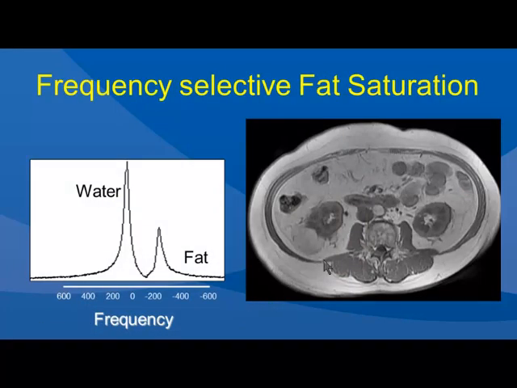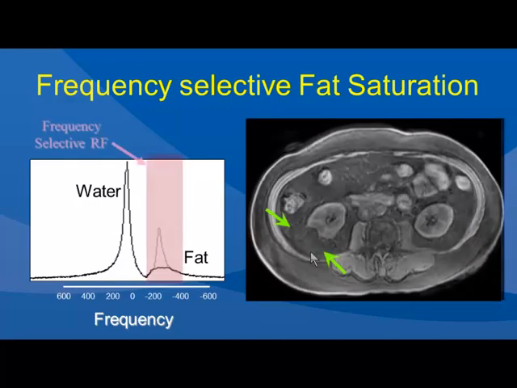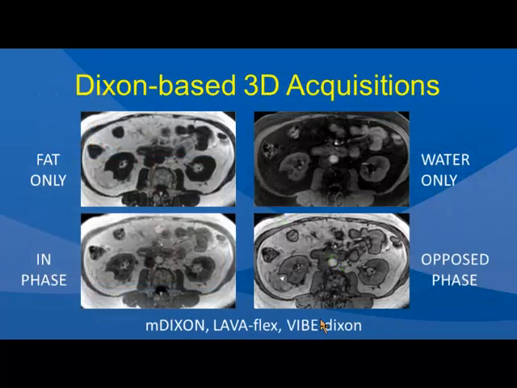Another way to explore the presence of fat in a lesion is to use frequency-selective fat saturation techniques, which destroy the signal of fat by applying an RF pulse at the frequency of fat. And if the mass goes dark after applying the pulse, you can tell that this is fat, as long as you don't change any other parameters in the sequence. And this is obviously an AML.